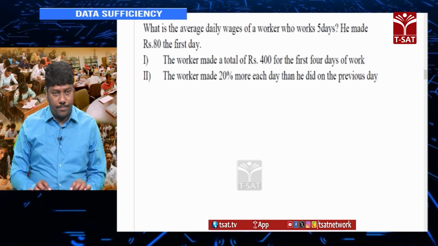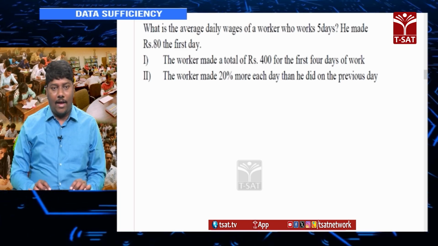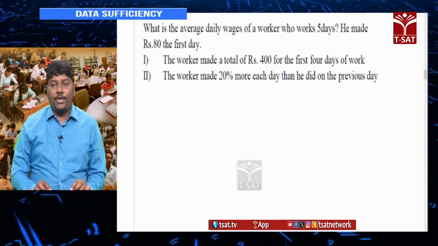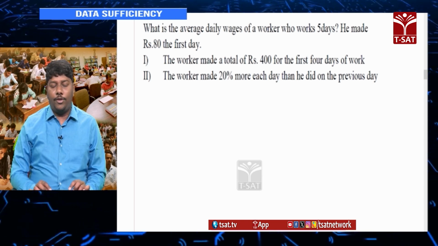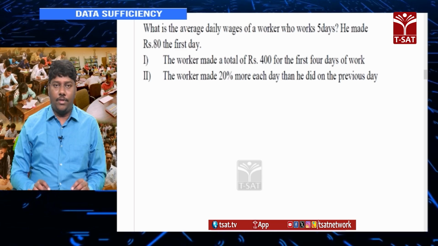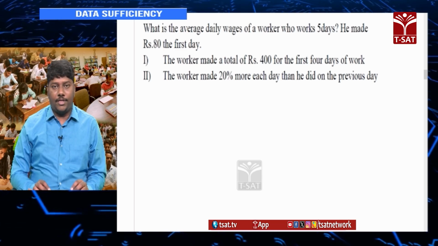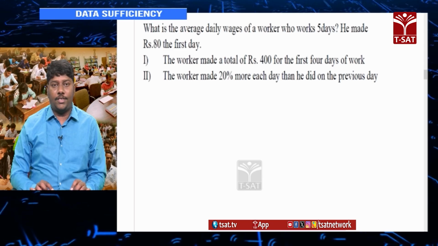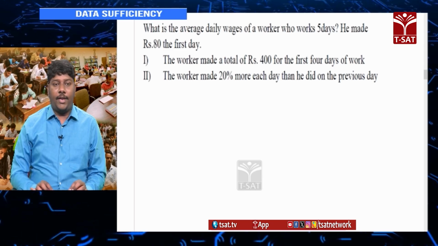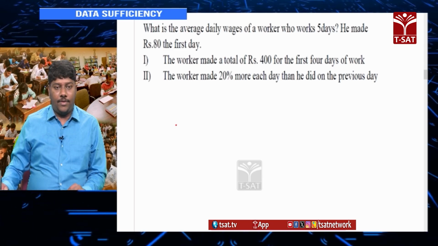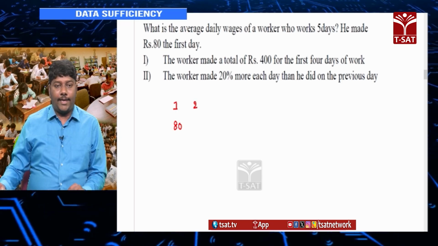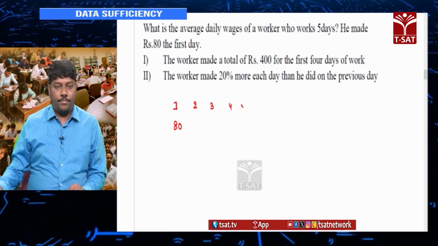Now, look at this one. What is the average daily wage of a worker who works 5 days? We know what you mean by average. Average is equal to total sum of observations by number of observations. So, you need to know the total earnings of 5 days divided by 5. He made 80 on the first day. So, it is given that first day he made 80. So, you need to know second, third, fourth, fifth, right.